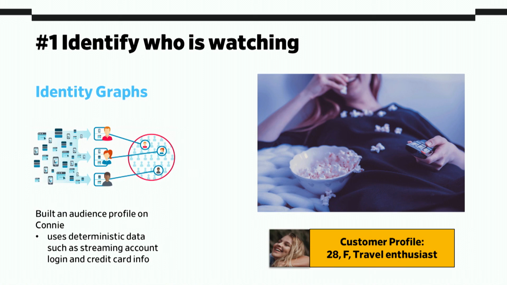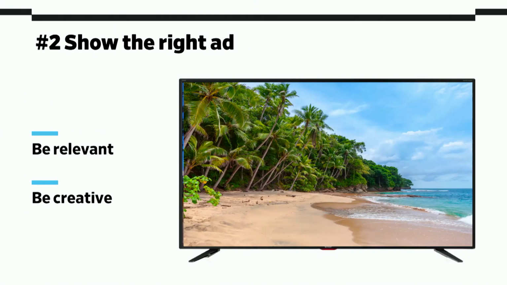So in this case, we've identified who Connie is. She's female, she's between 25 to 35 years old, and she's interested in travel. So we need to show her the right ad. Maybe there is a travel agency that's trying to get clients to book a trip to Fiji. This could be a really perfect opportunity for them to target Connie.